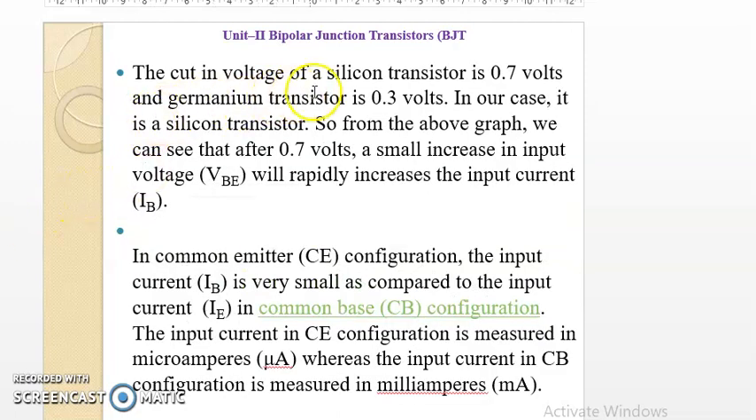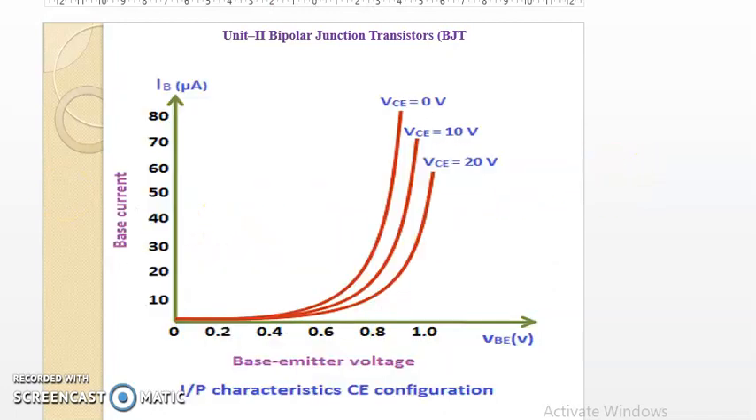The cut-in voltage of a silicon transistor is 0.7 volts and of a germanium transistor is 0.3 volts. In our case, it is a silicon transistor. So, from the above graph, we can see that at 0.7 volts, a small increase in input voltage VBE will rapidly increase the input current. You see here, 0.7.